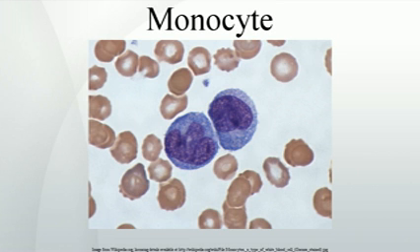Monocyte. Monocytes are a type of white blood cells. They are the largest of all leukocytes. They are part of the innate immune system of vertebrates including all mammals, birds, reptiles, and fish.